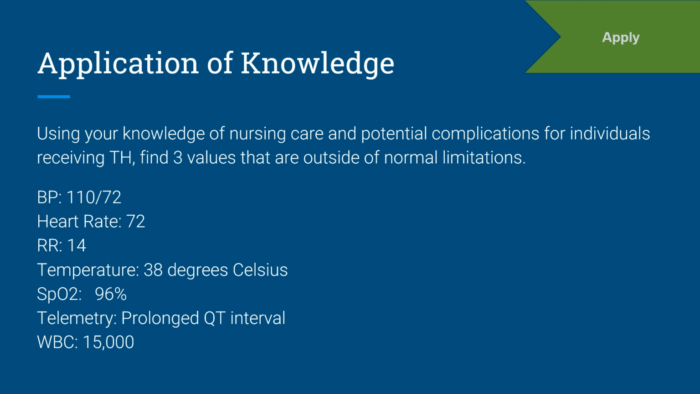And here are some questions to just assess your knowledge. So the first question is, using your knowledge of nursing care and potential complication for individuals receiving therapeutic hypothermia, find 3 values that are outside of normal limitations. A blood pressure of 110/72, a heart rate of 72, respiration rate of 14, temperature 38 degrees Celsius, SpO2 96%, telemetry of a prolonged QT interval, or white blood cell count of 15,000. And again, there's 3 correct answers.